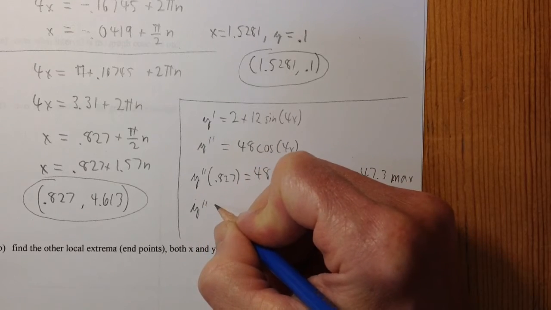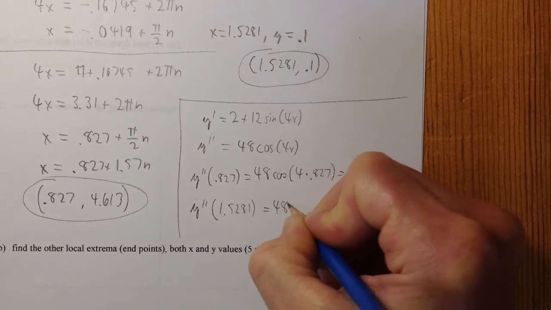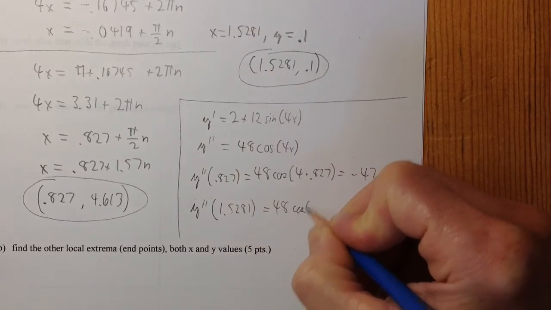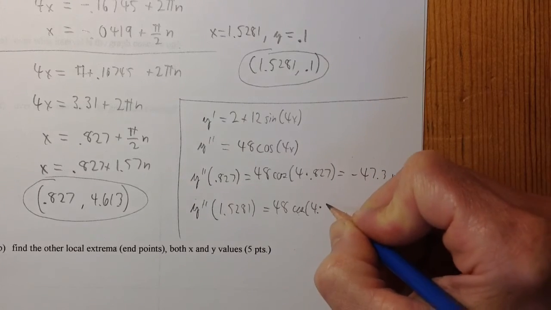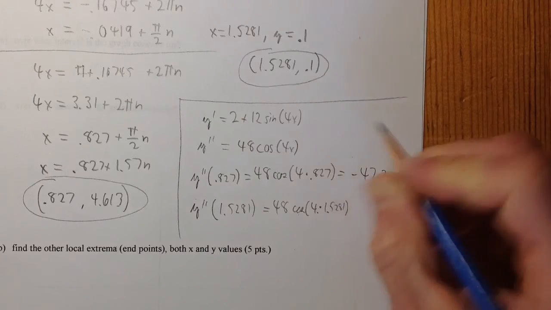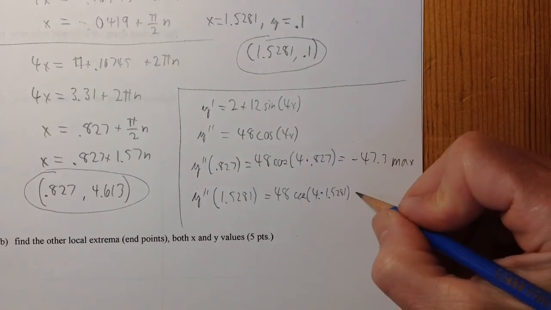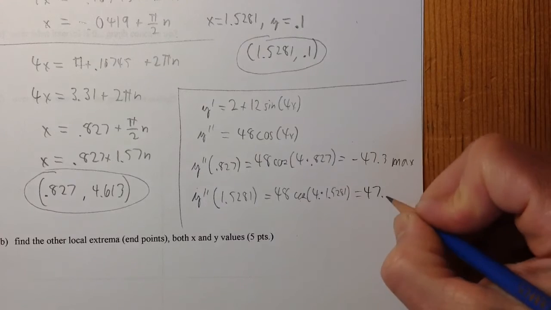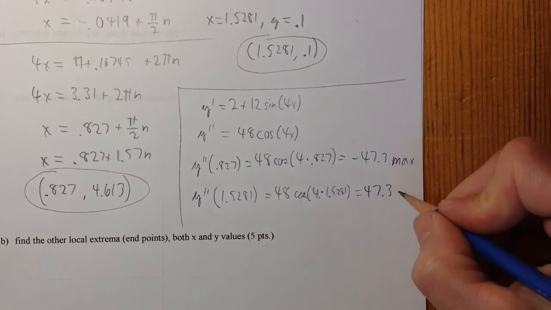So y double prime at 1.5281 is 48 cosine of 4 times 1.5281. Okay, so put all that in my calculator, 4 times 1.5281. And that's positive, which we knew it had to be, so that's good. Positive 47.3. So it is clearly the minimum.